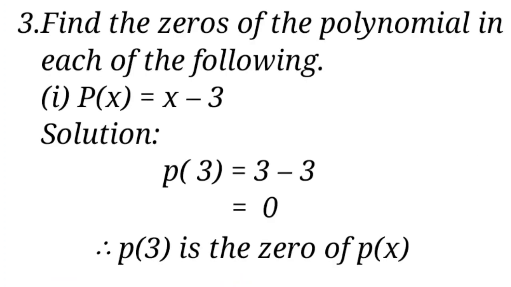Third one, find the zeros of the polynomial in each of the following. First subdivision, p of x is equal to x minus 3. Solution, let us take x is equal to plus 3. Put x is equal to plus 3. Then p of 3 is equal to 3 minus 3. We get p of 3 is equal to 0. Therefore, 3 is the 0 of p of x.